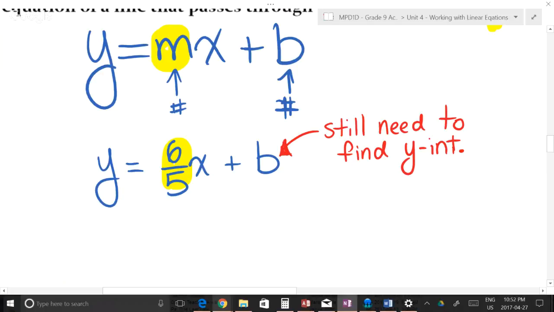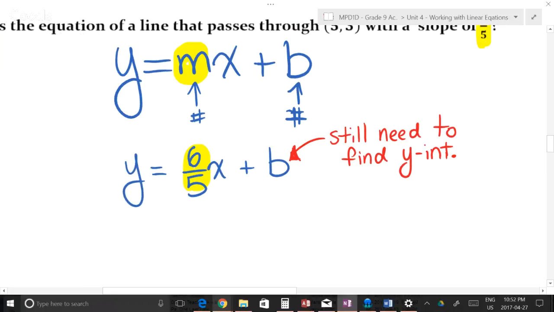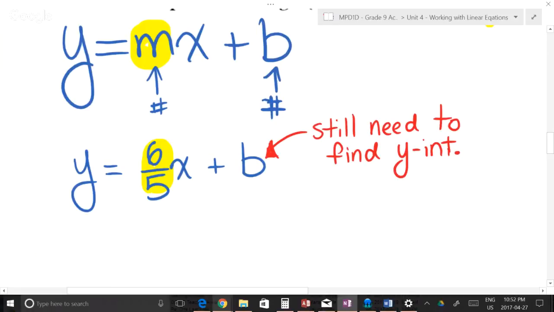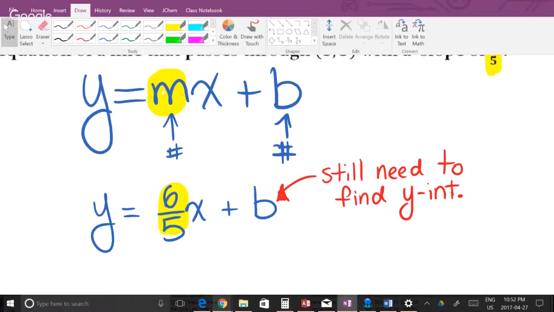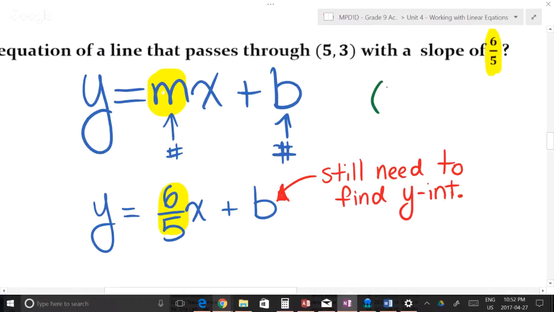So we still need to find the y-intercept. How do we do that? I haven't told you the y-intercept, but I have told you another point. We know that this line passes through the point 5, 3. In other words, we know that 5 and 3 are two numbers that satisfy this equation. This equation will be true when x is equal to 5 and y is equal to 3.